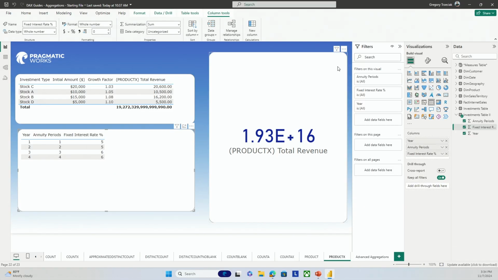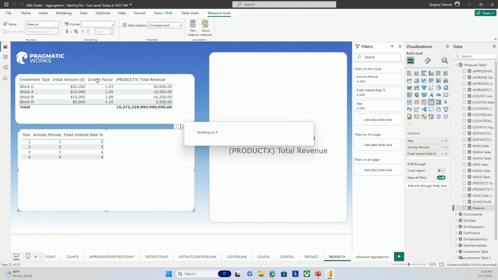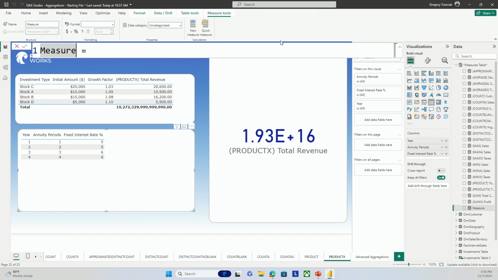All right, I got one more for us here, and this is an additional look at investments considering annuity periods, interest rates, and year over year. This is where it might make a little bit more practical sense. So I've added in, and this is going to be in your file, the investments table 2. I'm going to build another measure using this product X, and I'll call it my product X.